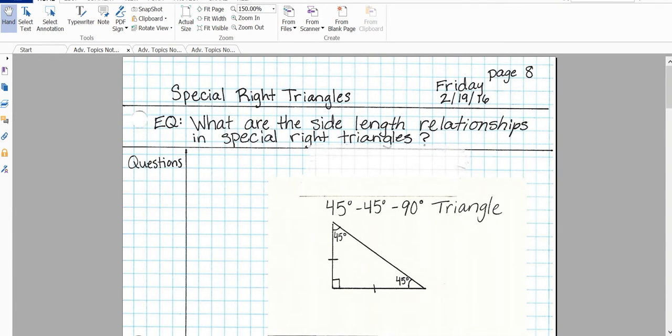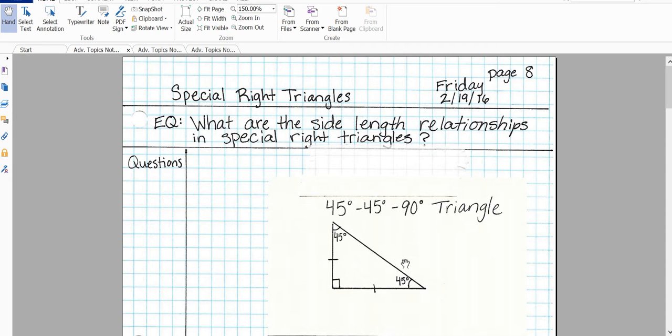Hi, today we're going to take a look at special right triangles. So we're on page 8 in our notebooks, and our essential question is, what are the side length relationships in special right triangles? So remember what special rights are. They are those triangles that have a set of angles that we will come to be very familiar with.